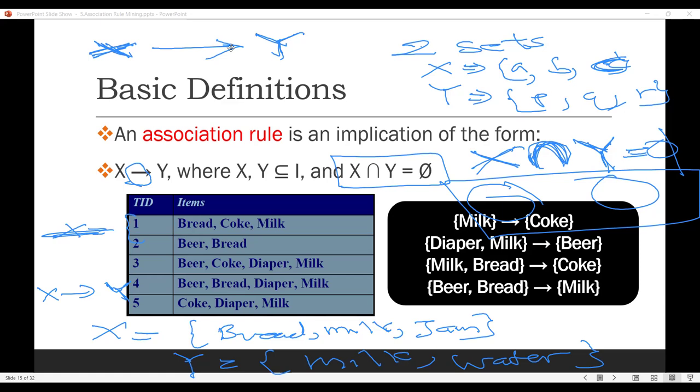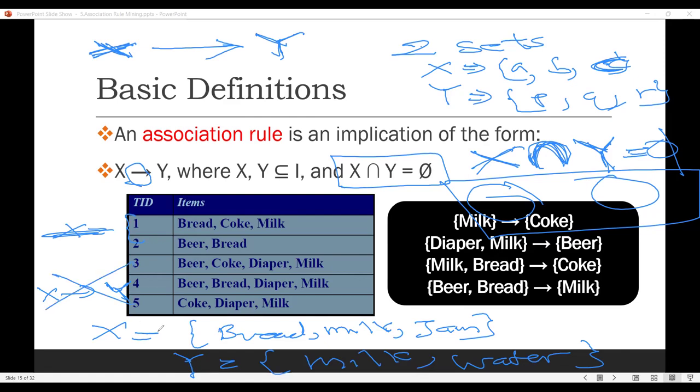Is it an association rule? No, right? Here, if you look at the X intersection Y, there is a common element. Milk is a common element, right? So it breaks the basic definition of association rule. So we cannot treat this one as an association rule, right?